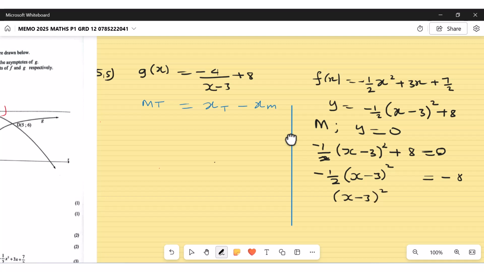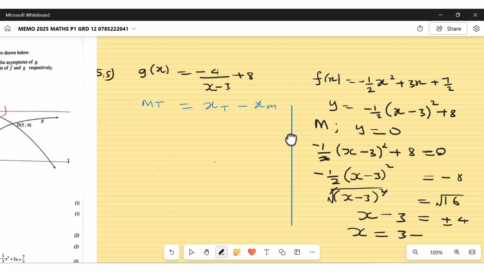If I cancel the root with the square, I'm left with x minus 3 equals plus or minus 4. Now my M is on the left of the y-axis, so it must be negative. So I'm going to say that x equals 3 minus 4, which gives me x at M as negative 1.